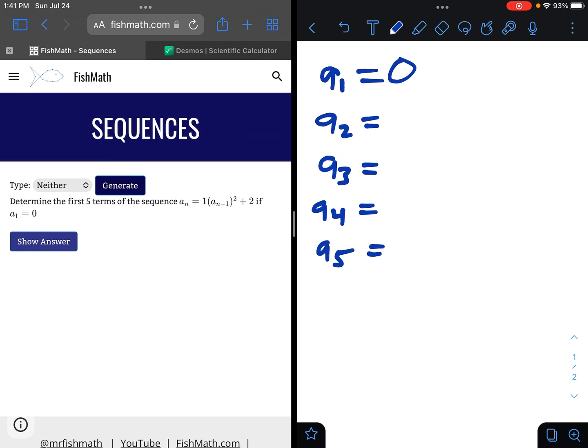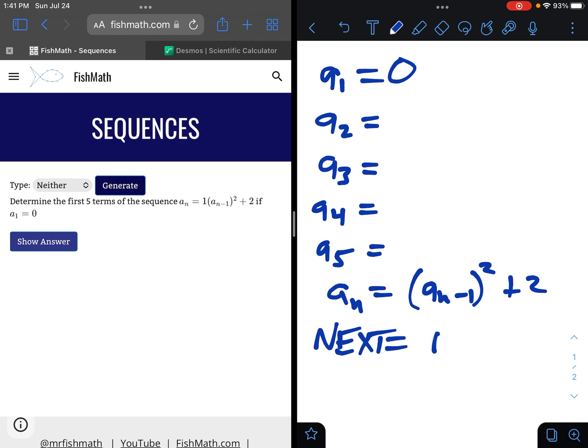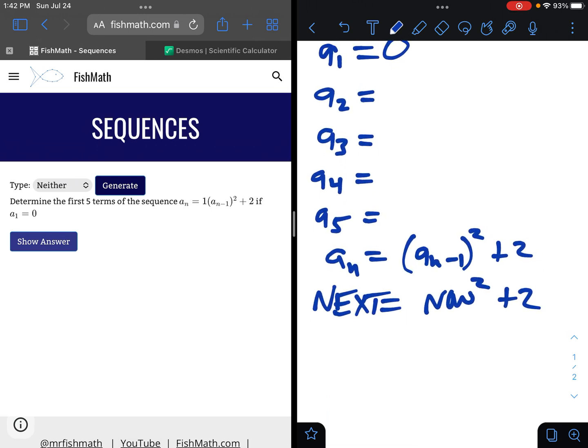And the key with recursive sequences is that they find the next term based on the previous. So this notation here looks really complicated. This a of n equals, the 1 doesn't matter, a n minus 1 squared plus 2. All this really means, though, is the next term is based on the current one, and you do something to it to get the next one. So this is saying take the current one, square it, add 2 to it, and that's the next one.